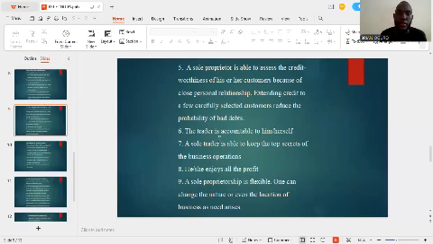So the sixth advantage is that the trader is accountable to him or herself. The seventh advantage is that a sole trader is able to keep the top secrets of the business operation. This one is coming because the owner of the business is one person and is not sharing the secrets or the information from the business with other people. So the secrets of this business could be kept high.